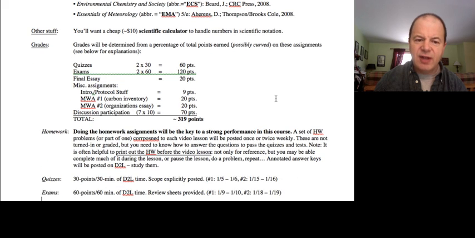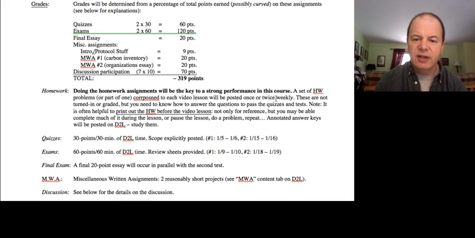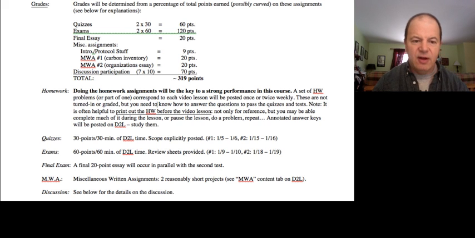Here's what our grade is based on. We have a couple of 30-point quizzes, a couple of 60-point tests, and a final essay. That essay will be you making the scientific case for global climate change. These add up to just under 320 points. Notice that I assign homework sets with every issue. I'm just going to fix that right now.